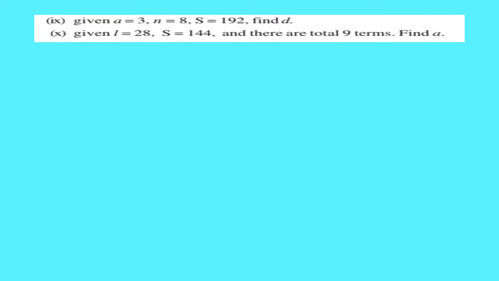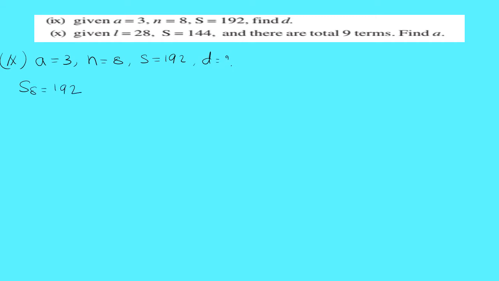Moving to question number 9. Given a equal to 3, n equal to 8, S equal to 192, you have to find d. So what all things are given? That is question number 9. In that a equal to 3, n equal to 8, S equal to 192, d you have to find. Since S is given as 192 and n is given as 8, that means S8 is 192.